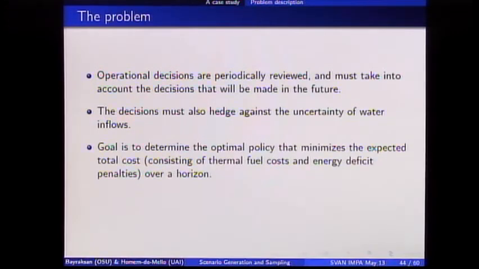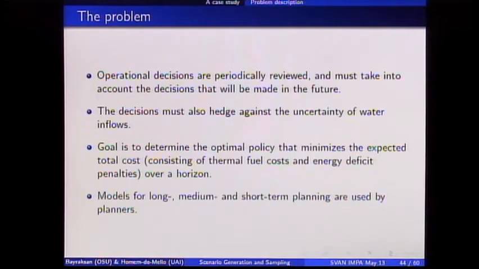And then the goal: I want to find a policy that minimizes the expected total cost over the horizon. And the total cost is the thermal costs and some penalties for deficit. Again, this is a simplified version. The full version would also include all the renewable energies and so on, but this is just a simplified version of that problem. Then you can look at this model from a long-term, medium-term, short-term perspective, and so on. Well, that's a classical problem that in Brazil many people work on. ONS solves this type of problem.